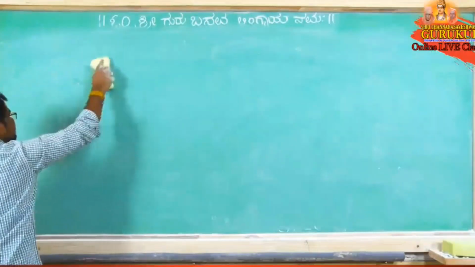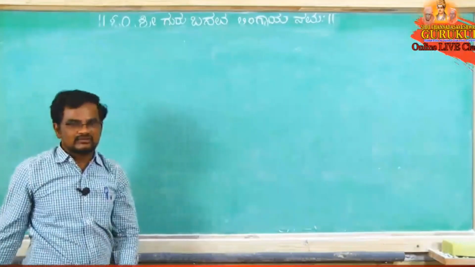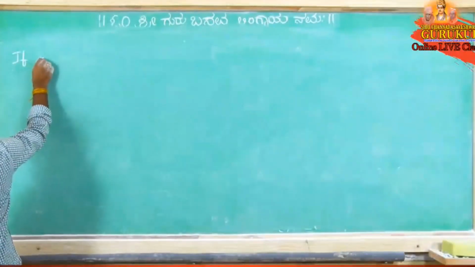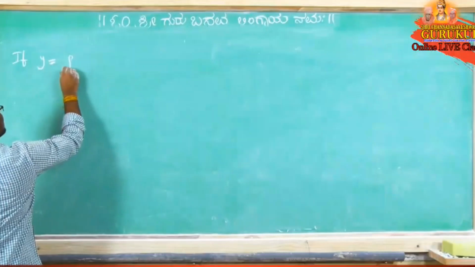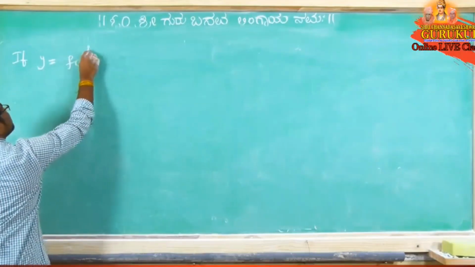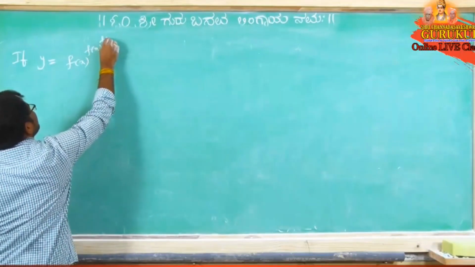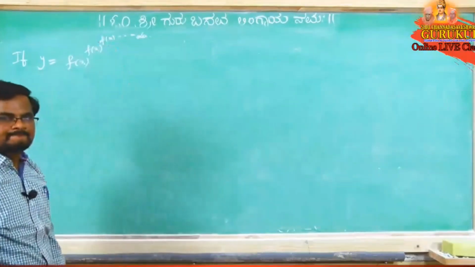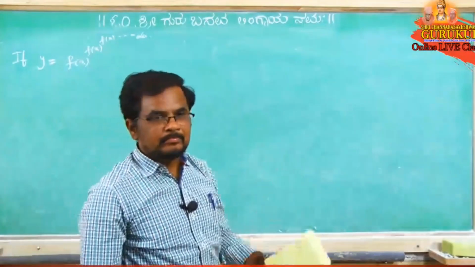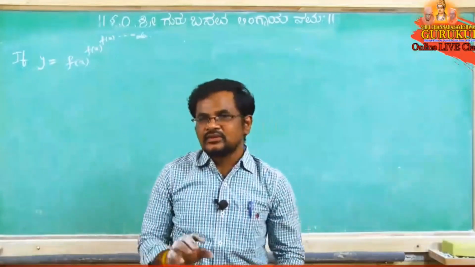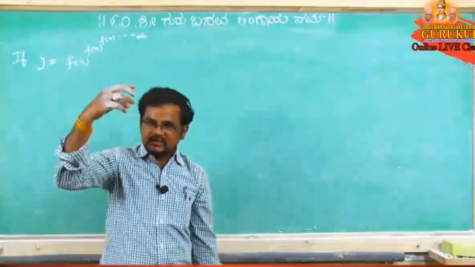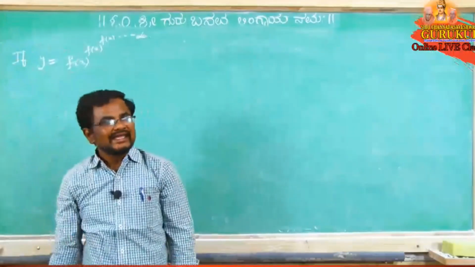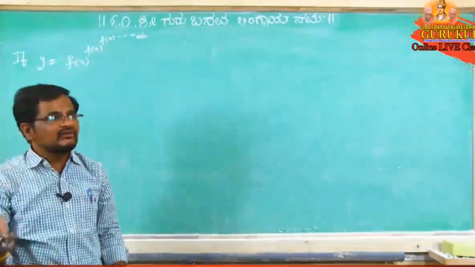In these logarithmic functions only, one more type we will discuss. Suppose the given y equal to f of x power f of x power f of x up to infinity. What is the problem given? y equal to f of x power f of x to the power f of x. It approaches infinity. So what do we have to do?